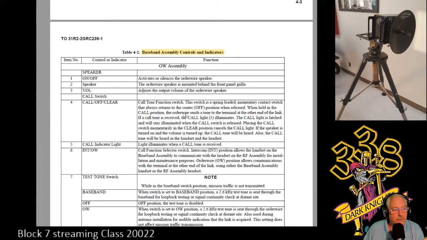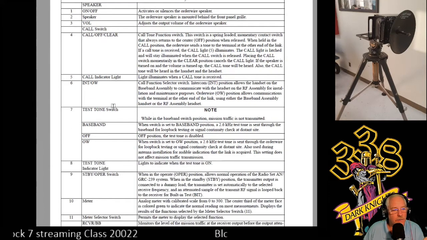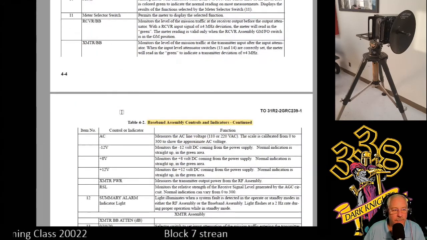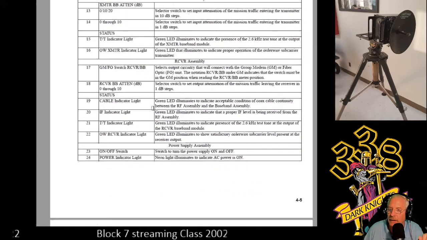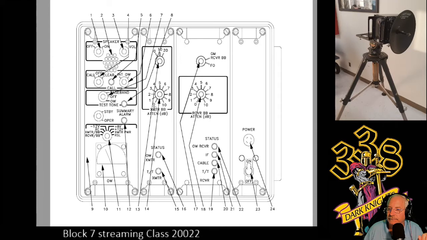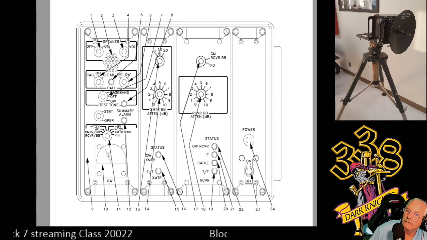Here's your baseband assembly and everything you need to know as to what it's for and what happens when one goes off or another goes off. You have 2 pages of this. So you get table 4-1 is your RF assembly. Table 4-2 is your baseband assembly. And what does it look like? There's your baseband assembly. And you can see we have a plethora of lights. You have a meter. Meter's also on the RF assembly.